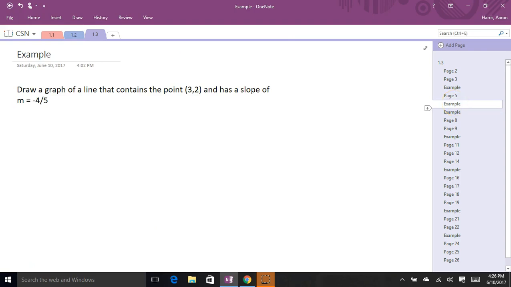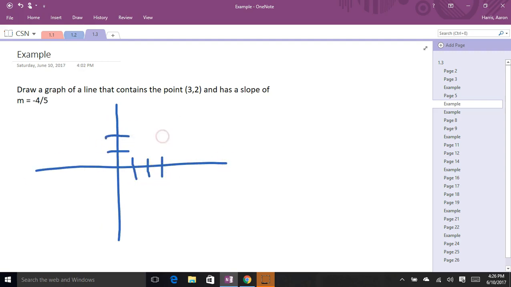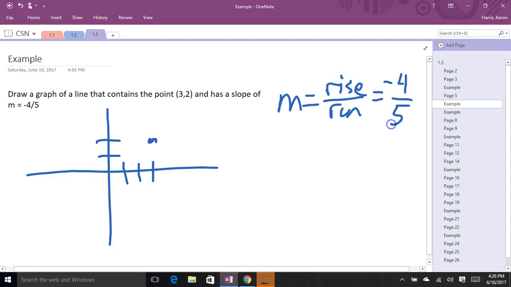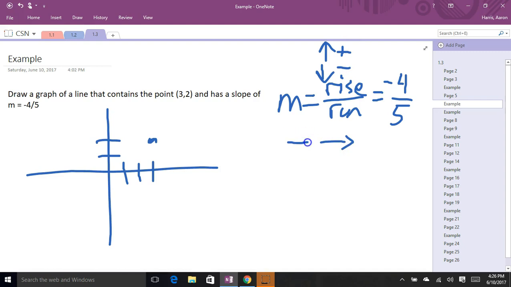Let's draw a graph now. If we have the point 3, 2, and we have a slope of, remember, slope is rise over run. We have a slope of negative 4 over 5. So rise means do you go up or down? If it's positive, you go up. If it's negative, you go down. Run is your horizontal change. That'll mean the run part tells you if you go right or left. Positive if it's right, negative if it's left.